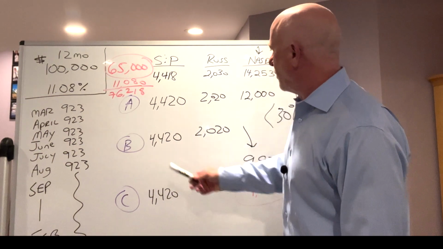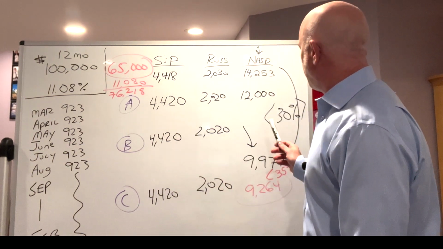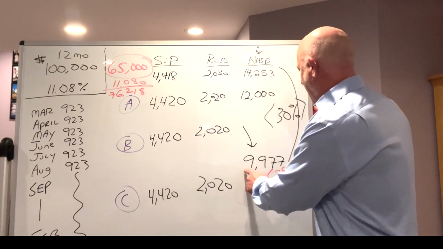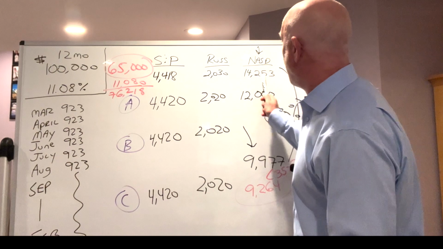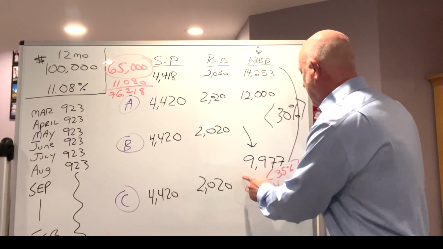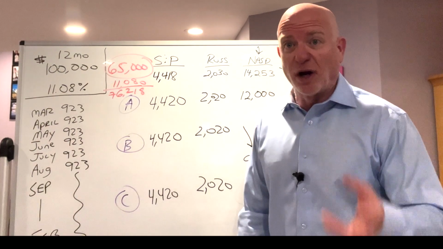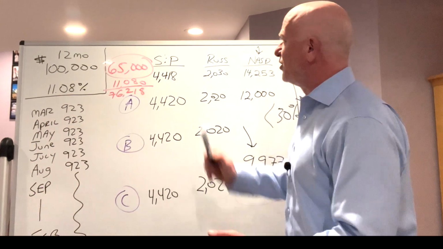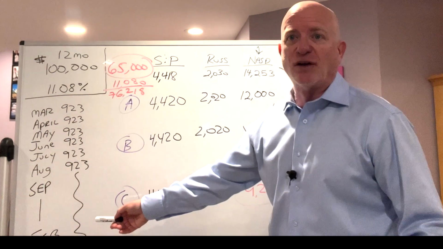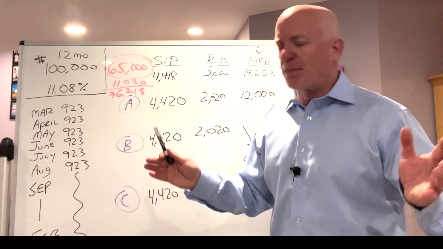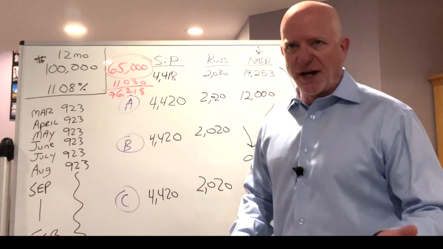Let's talk about scenario B. Again, S&P right here, Russell right there. But in this case, we're at 9,977. That is exactly 30% lower than this initial number. But because we are at that number, we are going to get our $100,000 back, and we collected the interest of $11,000 over the term. Another positive outcome. What is the negative outcome?